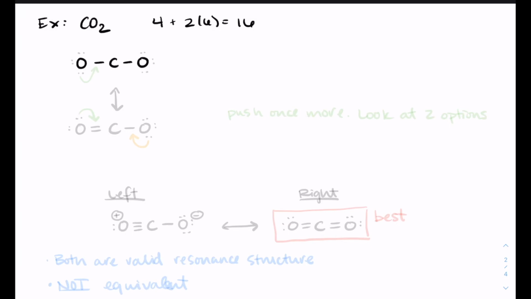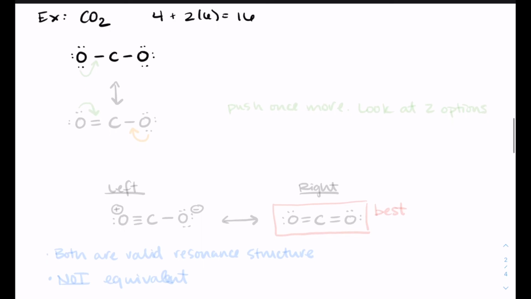All right, that's my NO2 minus. Let's do carbon dioxide as another example. So for carbon dioxide, my valence electrons are 4 from carbon and 6 from each oxygen. So I have 16 total to work with.